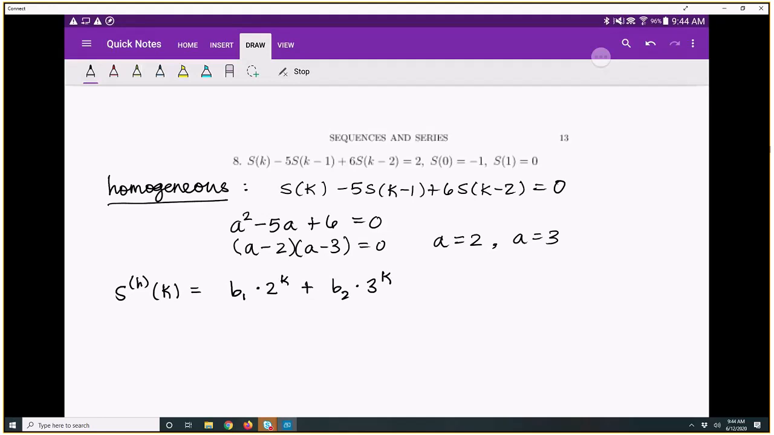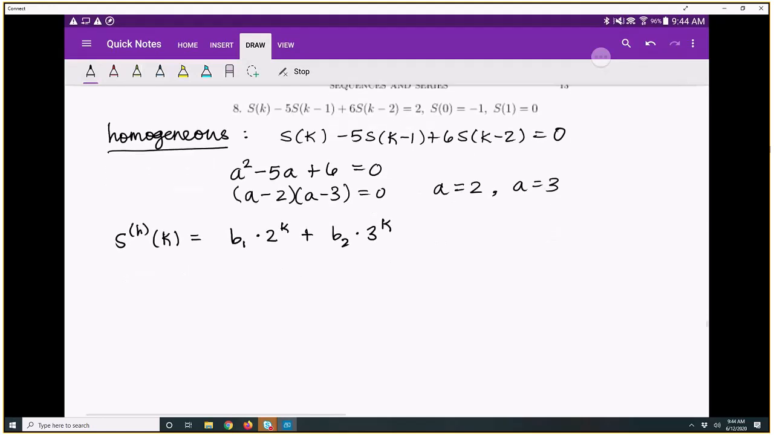Now I need to find a particular solution. And what we do is we look at the function on the right-hand side, which in this case is a constant function, and we make a guess about the particular solution based off of the function on the right-hand side. So since it is a constant function, I'm going to guess that my particular solution will be a constant function, say d.